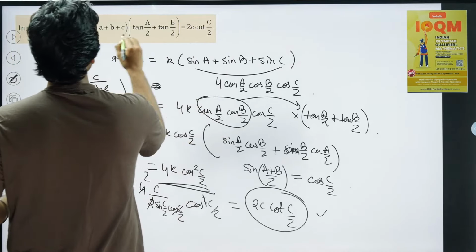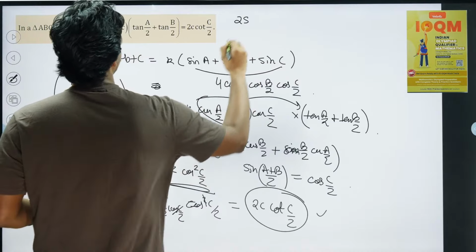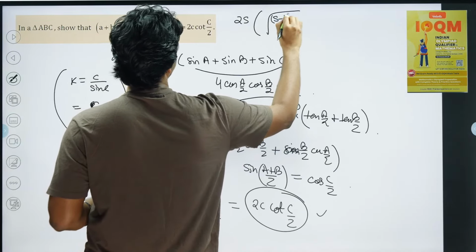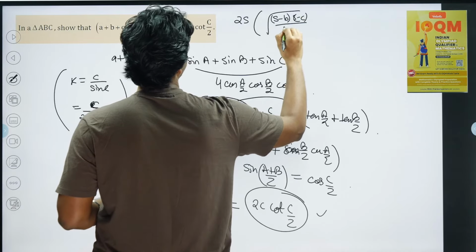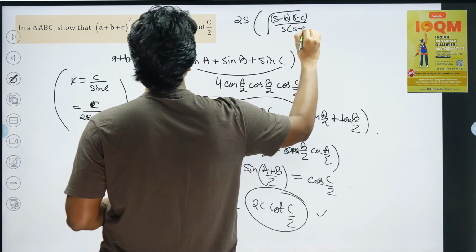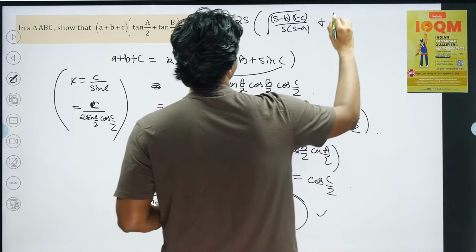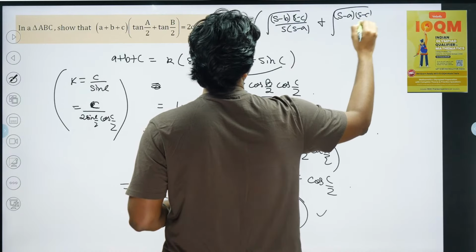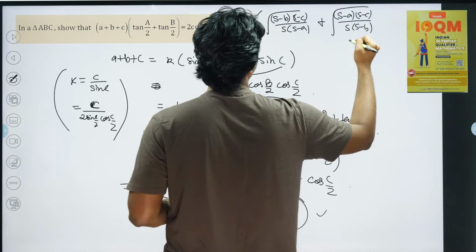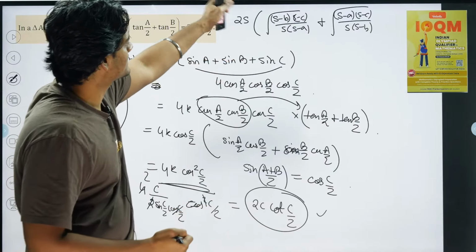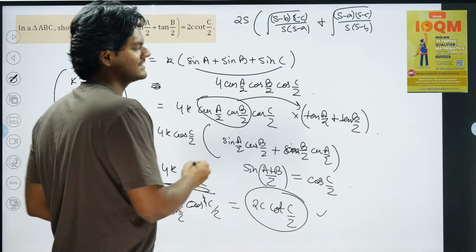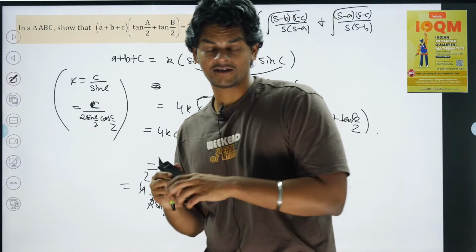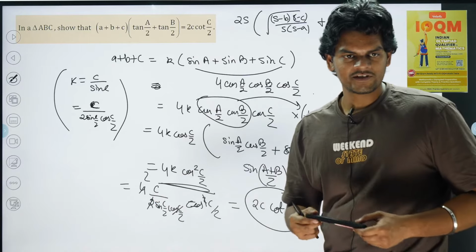You can write a + b + c as 2s into the square root of (s − b)(s − c) over s(s − a), plus the square root of (s − a)(s − c) over s(s − b). Here you can see that I can take certain things common and it actually turns out that it is. Yeah, got it. Is that what you did?